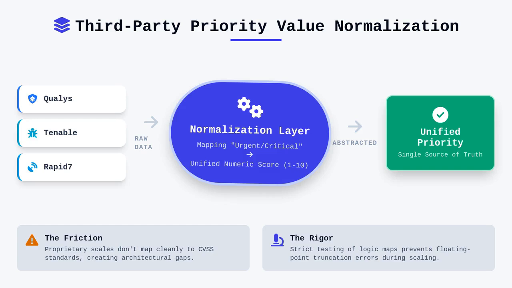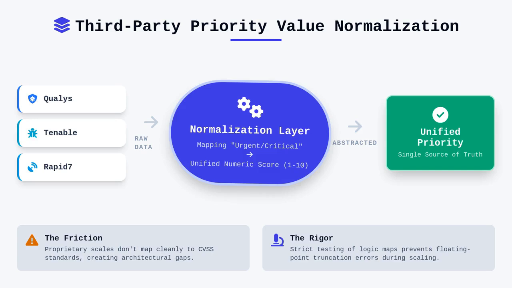Third-party priority value normalization is a common point of architectural friction when dealing with multi-vendor environments. Diverse scanners express severity differently, often using proprietary scales that do not map cleanly to common vulnerability scoring system standards. To address this, we define normalization mappings that act as an abstraction layer between the raw source data and the unified internal score. We translate vendor-specific labels like urgent or critical into a uniform numeric target, typically ranging from 1 to 10, or a defined qualitative rank.